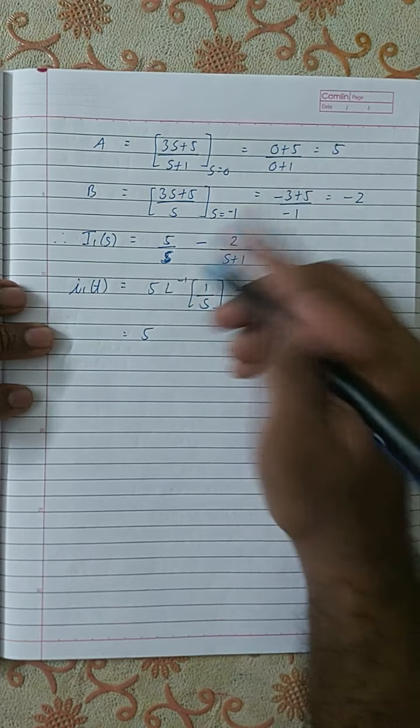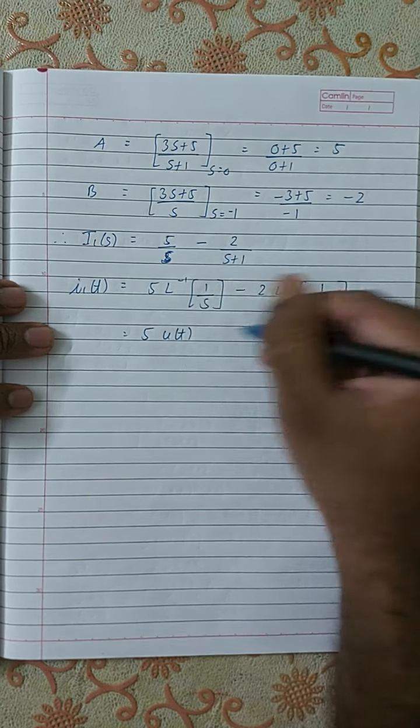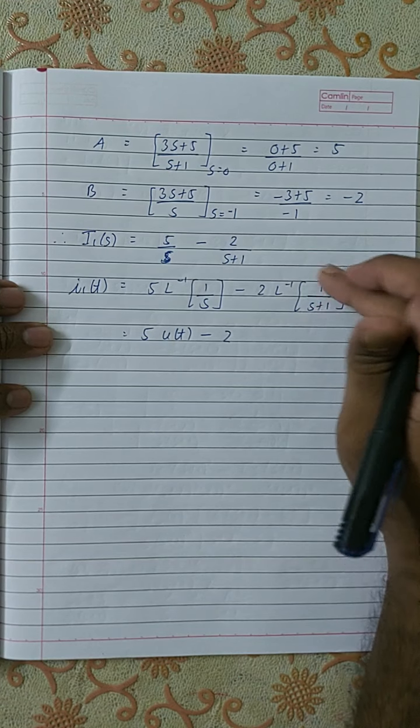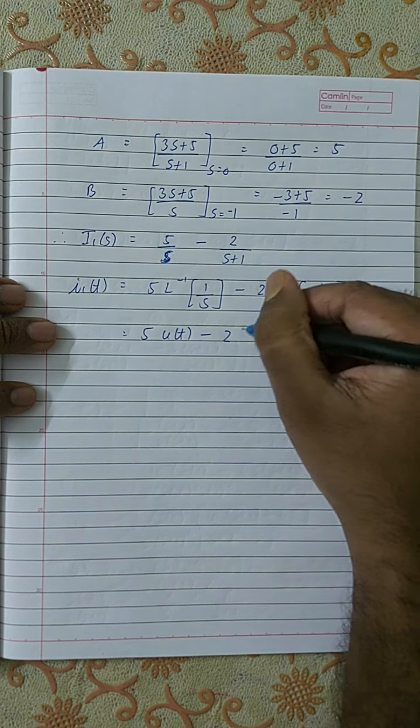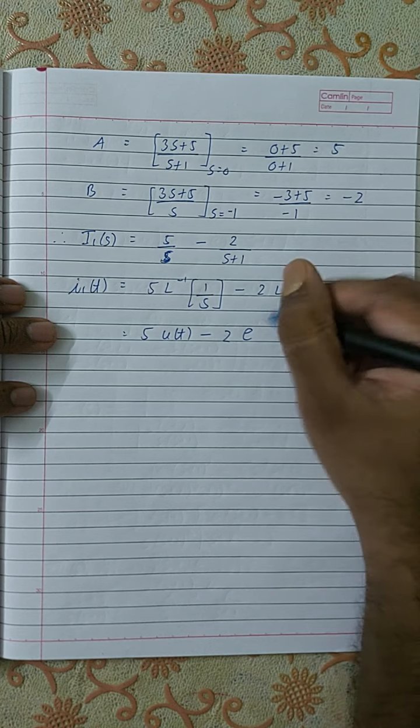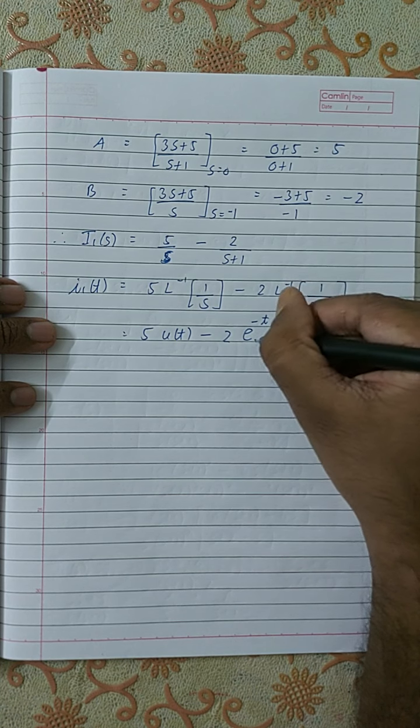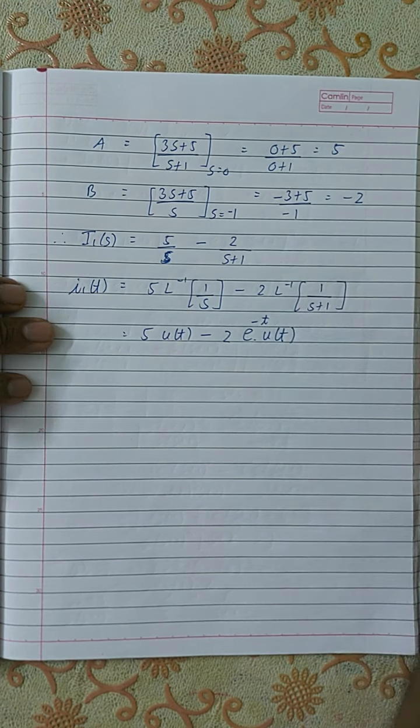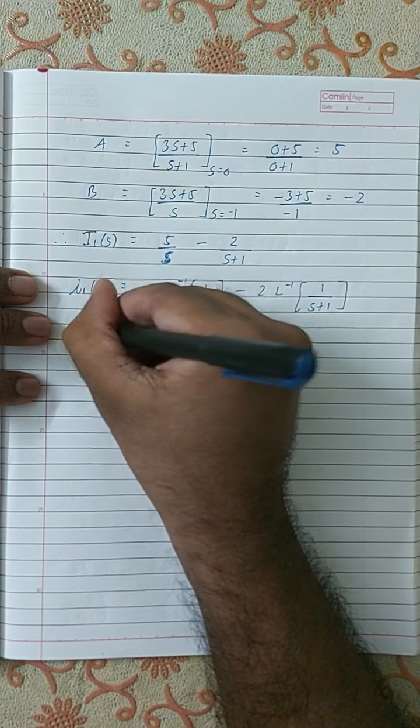what is the Laplace inverse of 1 by s? It is u of t, minus 2 into the Laplace inverse of 1 by s plus 1, which is e raised to minus t. So you have minus 2 into e raised to minus t into u of t. Okay, this is the equation of I1 of t.